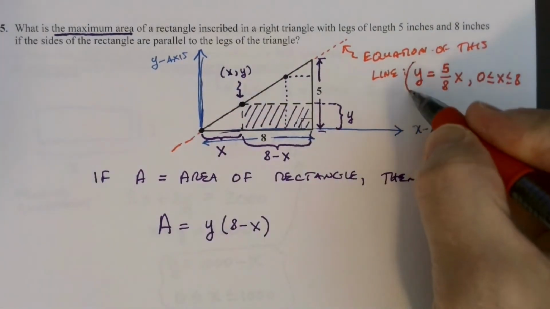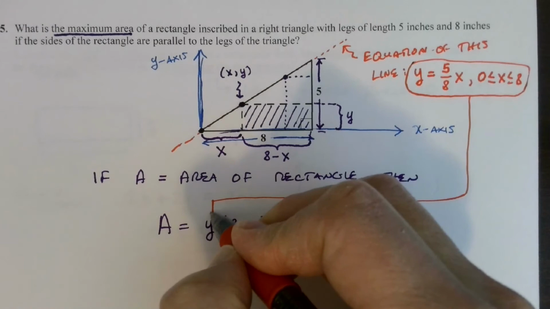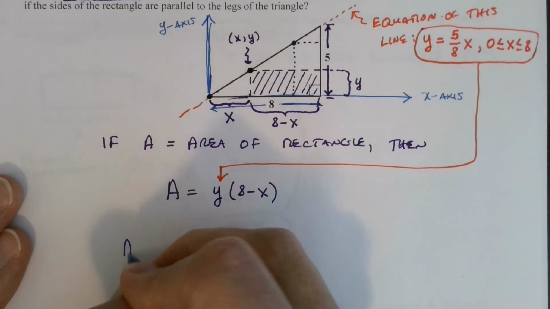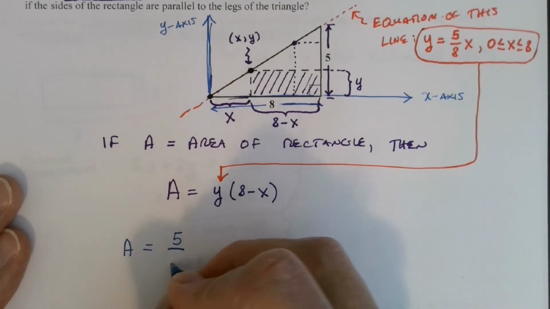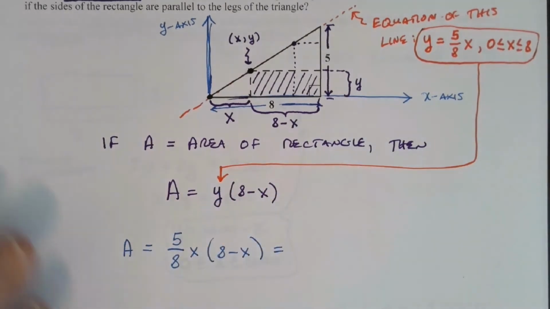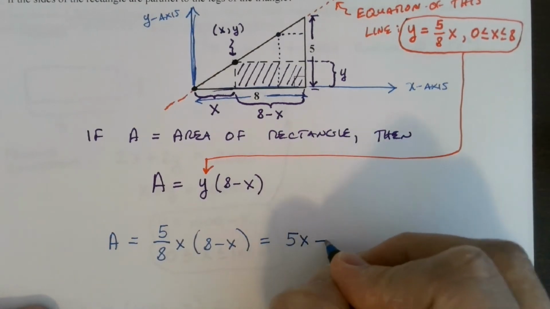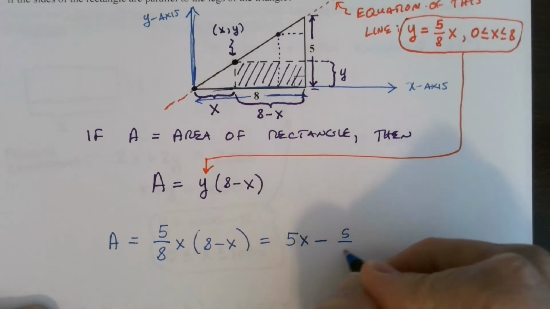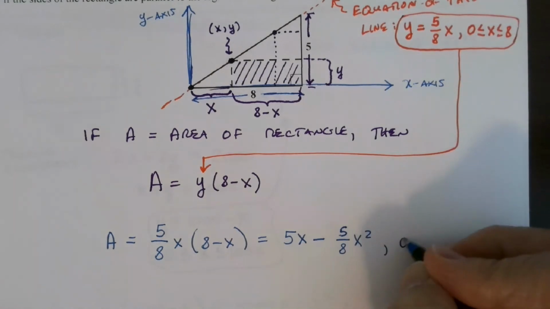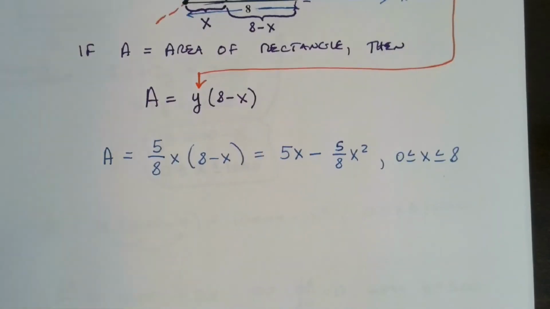So I'm going to take this value of y, and I'm going to plug it in here. y is 5/8 x. Okay. And let's go ahead and multiply this through. I get 5/8 times 8 is 5x, minus 5/8 x times x, 5/8 x squared. Well, this is actually now very simple. This is a graph of what? A parabola, right? We could use pre-calculus techniques to do it, but we're going to use calculus.